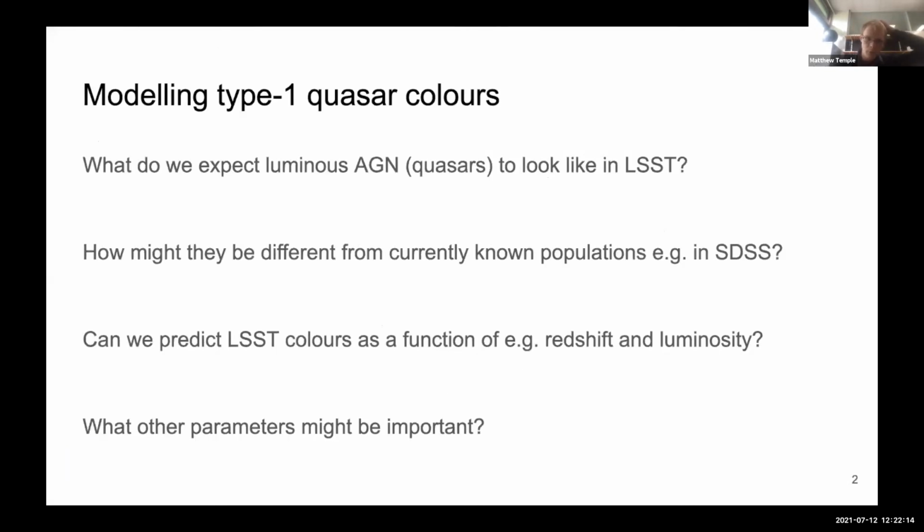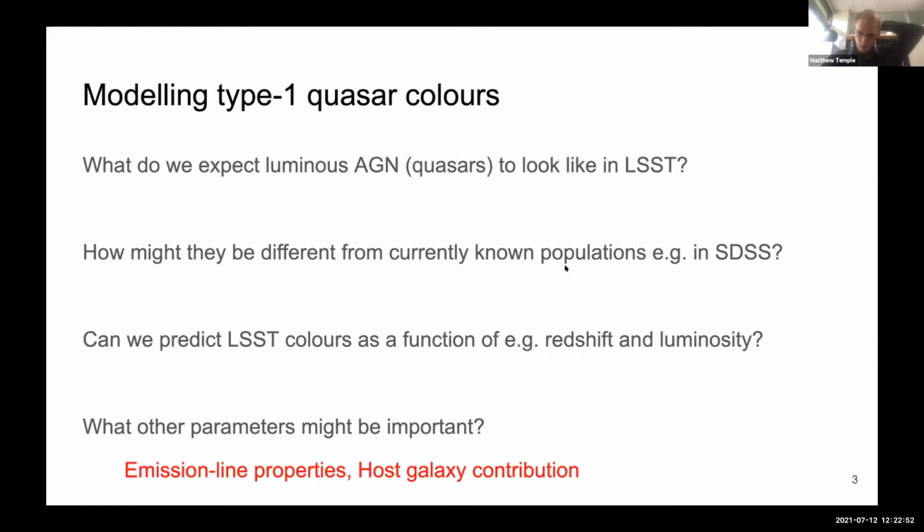So by way of motivation, what do we expect luminous AGN or quasars to look like in LSST, or more specifically, how might they be different from currently known populations of quasars, such as the ones that we see in SDSS? The motivation behind the work today is, how can we predict the colors of objects that we might expect to find, specifically as a function of their redshift and luminosity? And what other parameters might be important aside from redshift and luminosity? As a bit of a spoiler, I think Amanda mentioned this earlier, there's the emission line properties and the host galaxy contribution as well.